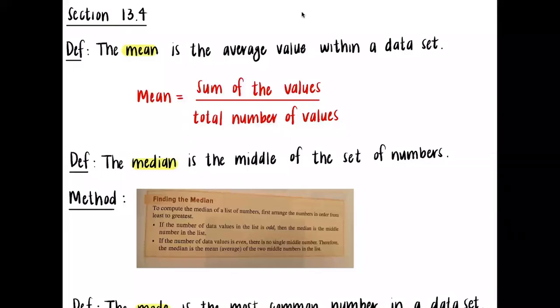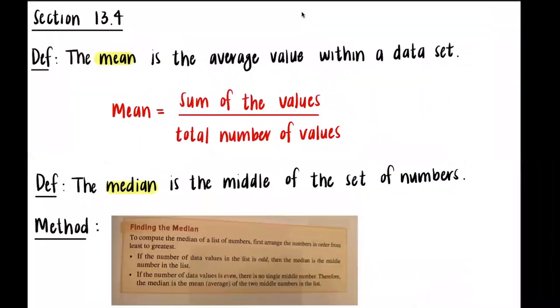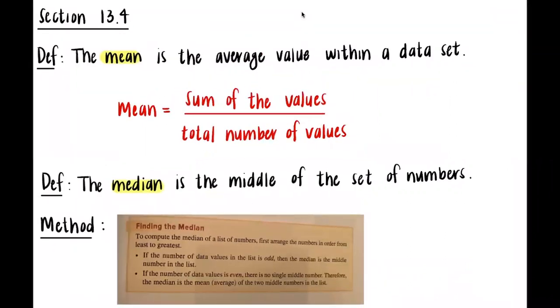Okay, so now we're going to be talking about the last part: mean, median, and mode. Some of you may have already heard of it. It's kind of just common in everyday life. The mean is the average within a data set. What we mean by average, we want to look at this formula here.